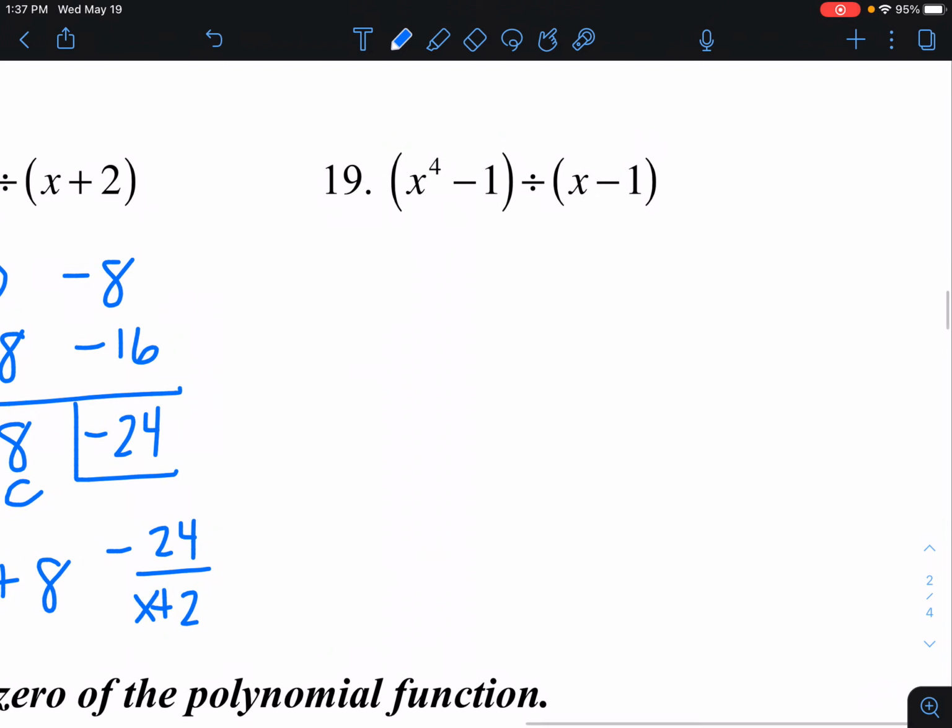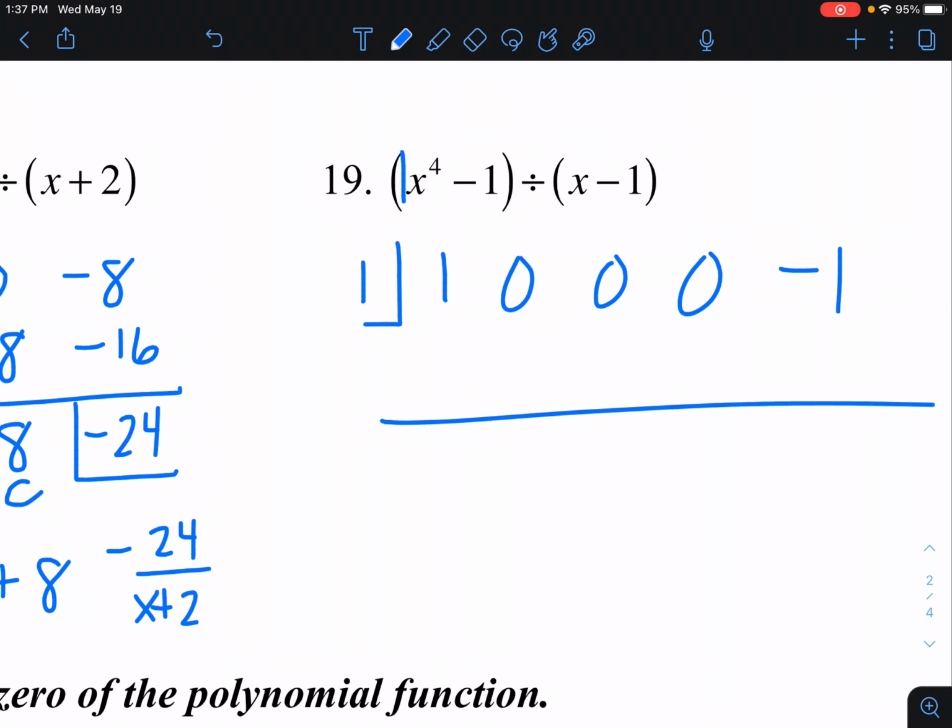Okay, let's try another one. We're going to put 1. It's the opposite of x minus 1. And then 1 for the x to the 4th, 0x to the 3rd, 0x to the 2nd, 0x, and then finally the -1. So first term drops down, then multiply. 1 times 1, add down. 1 times 1 again, add down. 1 times 1 again, add down. 1 times 1 again, add down.